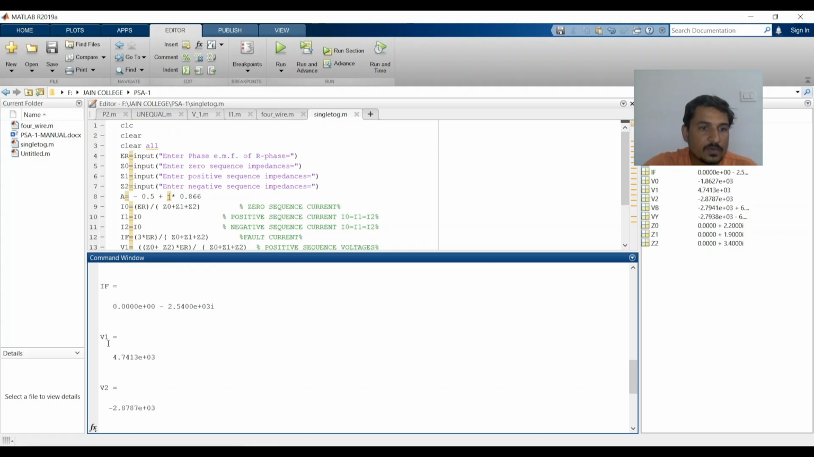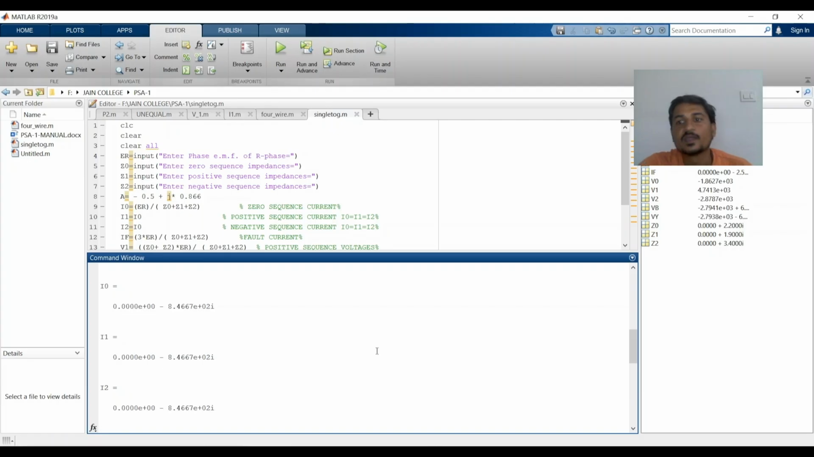The value of V1 is 4.741 into 10 raised to 3. V2 is minus 2.87 into 10 raised to 3, and V0 is minus 1.86 into 10 raised to 3. The values of the phase voltages are here, Vy and Vb, and since the phase voltage magnitudes match each other, it is a balanced one.